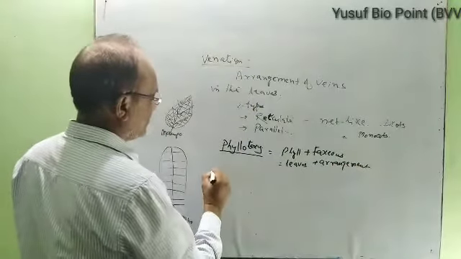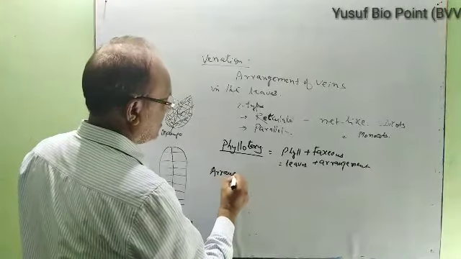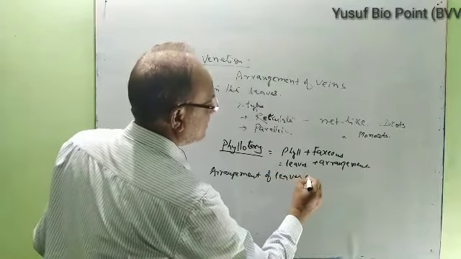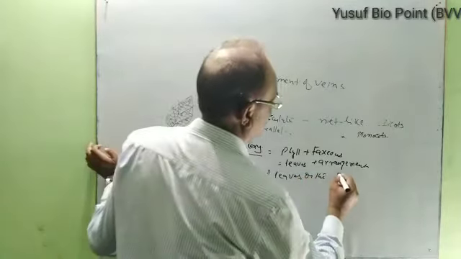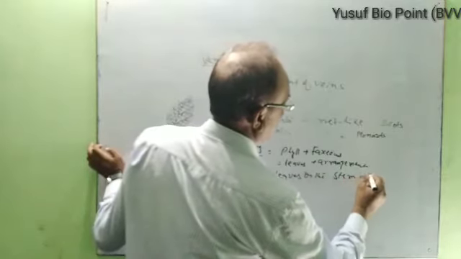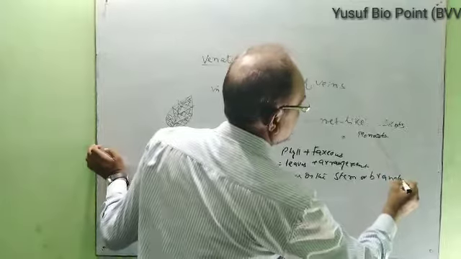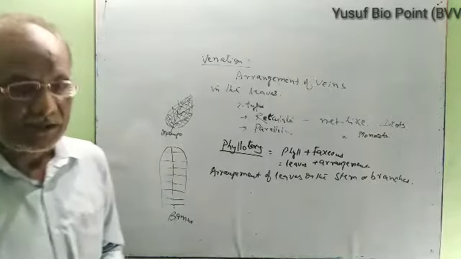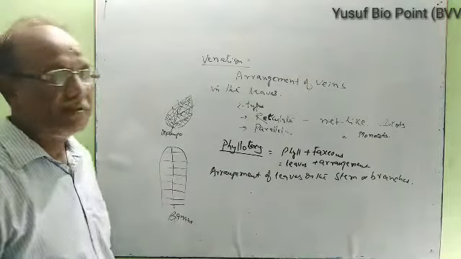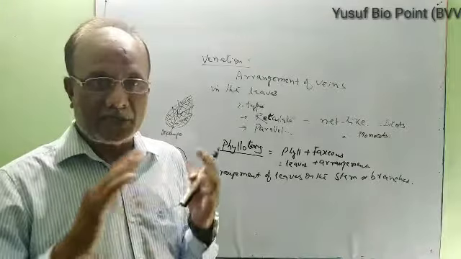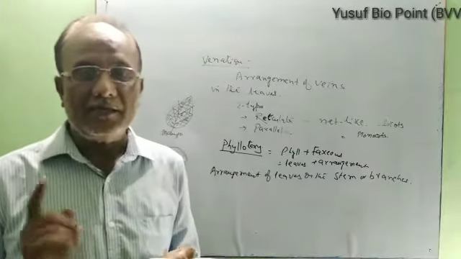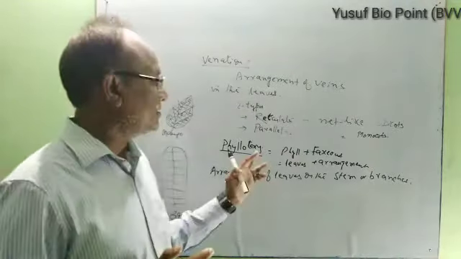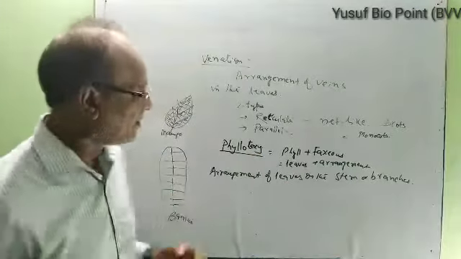We can say that arrangement of leaves on the stem or branches is called phyllotaxy. Means in what way the leaves are arranged on stem, यानी तने पे या शाखाओं पे पत्तियां कैसे व्यवस्थित होती है, that is known as phyllotaxy. Understand? It is of three types.